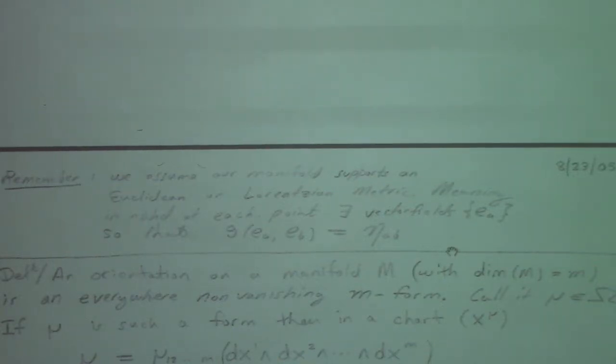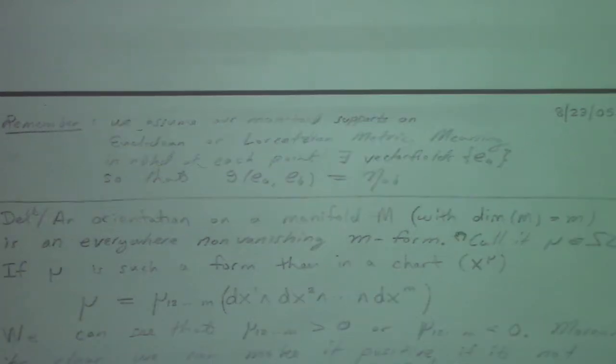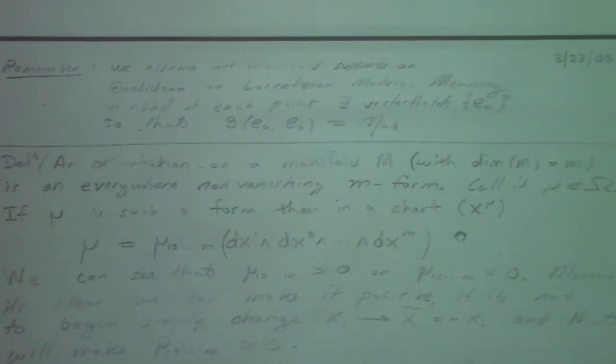Remember, we assume our manifold supports a Euclidean or Lorentzian metric, meaning that in each neighborhood of a point there exist vector fields E alpha such that G of E alpha, E beta is equal to eta AB. This eta AB is assumed to either be the identity matrix or like 1s and -1s on the diagonal. So, in other words, in each neighborhood there exists a G-orthonormal frame. Anyway, moving along.